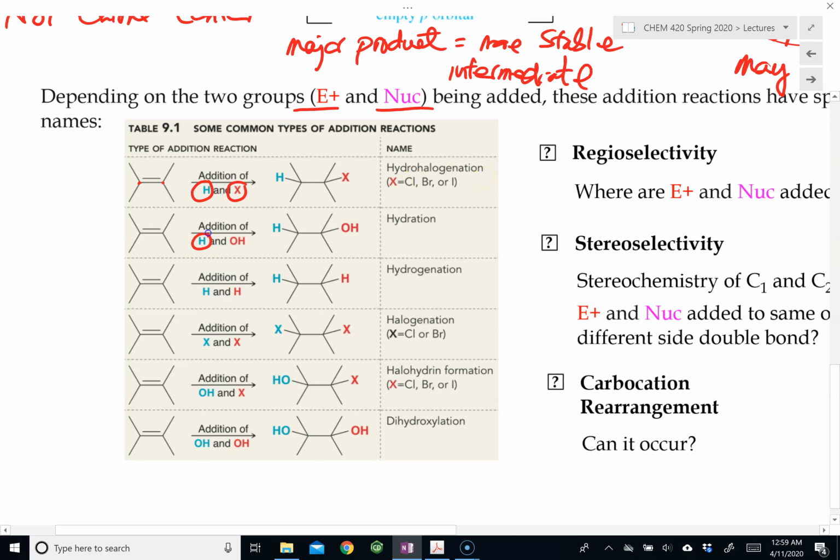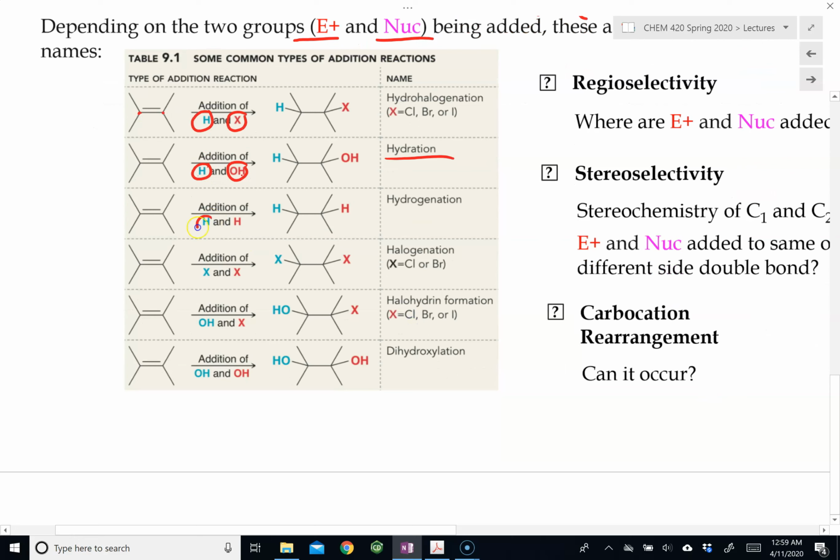Whereas if we have H and OH being added across the double bond, this is referred to as a hydration reaction, or simply addition of water to the double bond, because H and OH make up water. And if two hydrogens are added across the double bond, this is called a hydrogenation reaction. And if we have two halogens being added across the carbon-carbon double bond, this is referred to as a halogenation reaction.